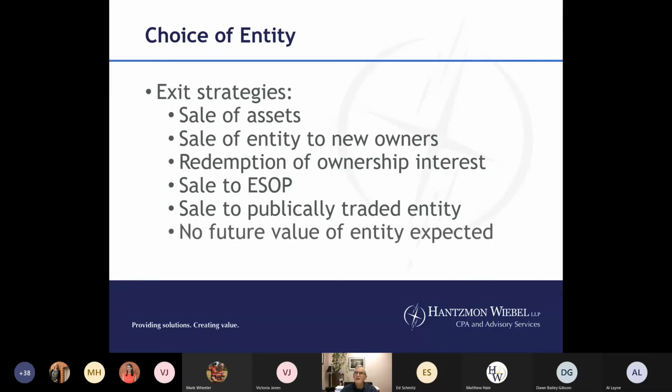Maybe the business has no future value expected. For example, a service entity where I want to form an LLC or a corporation for the liability protection, but I know this business has no going concern or other value without me there as an owner. So really there isn't going to be any value to transfer. I'm going to simply use this entity, take the profits out of it as I go along, and at the end, I'm going to just dissolve it and liquidate it and walk away from it, because there is no future value. That dictates some of your choice of entity.